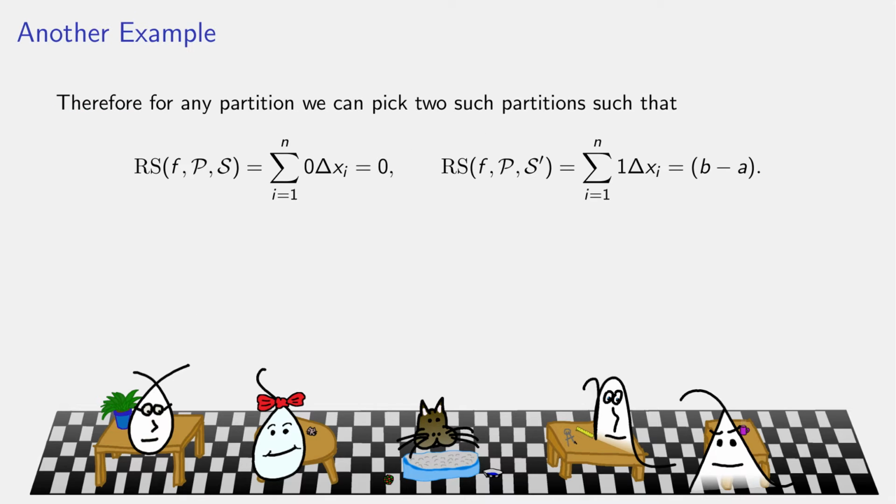So if I pick sampling points which are irrational, my function's always spitting out a 0, and then my Riemann sum is always 0. But if I pick sampling points that are always rational, my Riemann sum is always spitting out 1s, and these delta x_i's then add up to be the length of the interval, b minus a.